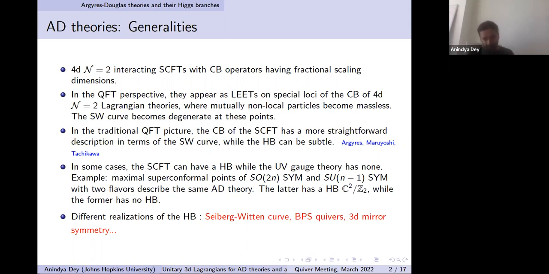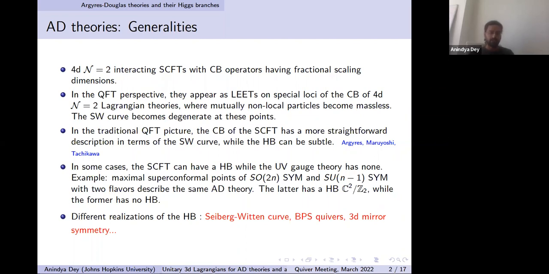Now there are various different realizations of the Higgs branch of Argyres-Douglas theory. It can happen through the Seiberg-Witten curve, which was first, I think, worked out by Argyres, Martone, and Tachikawa in a paper in 2012, I think. And then you can use the technology of BPS quivers. And then finally, there is 3D mirror symmetry that you can use to also learn about the Higgs branches of these theories.